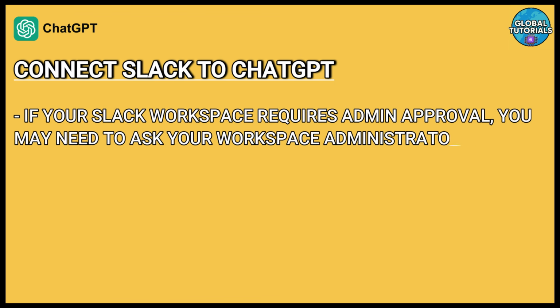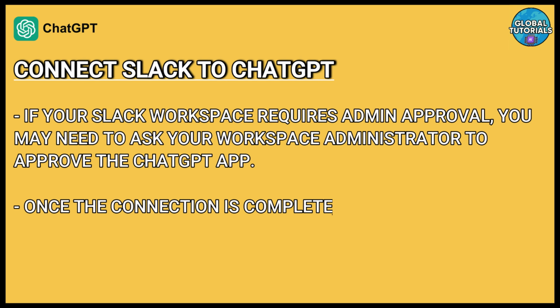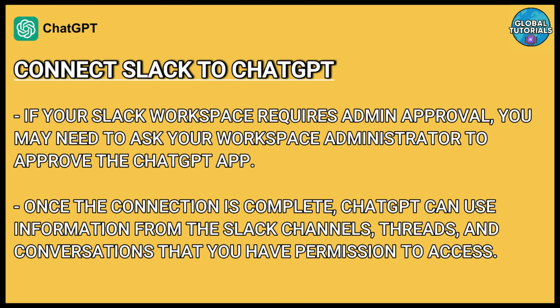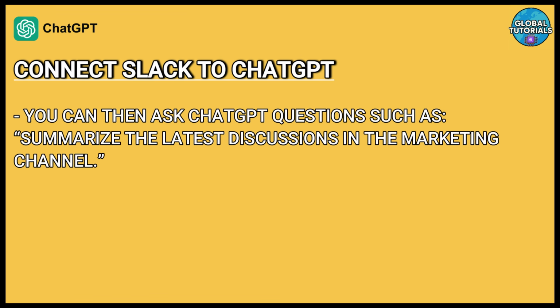If your Slack workspace requires admin approval, you may need to ask your workspace administrator to approve the ChatGPT app. Once the connection is complete, ChatGPT can use information from the Slack channels, threads, and conversations that you have permission to access. You can then ask ChatGPT questions such as, summarize the latest discussions in the marketing channel.